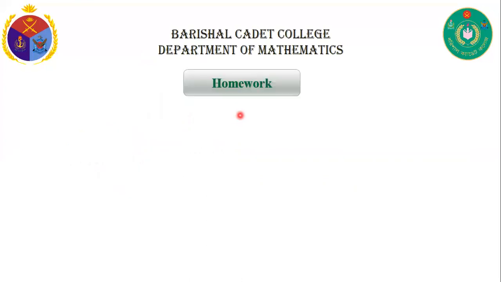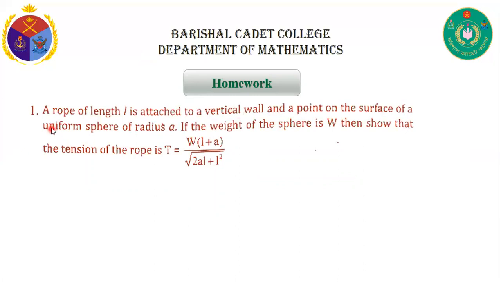Okay, now the homework part. A rope of length L is attached to a vertical wall and a point on the surface of a uniform sphere of radius A. If the weight of the sphere is W, then show that the tension of the rope is T equals W(L plus A) divided by the square root of 2AL plus L square. This is a similar problem to the one I solved.